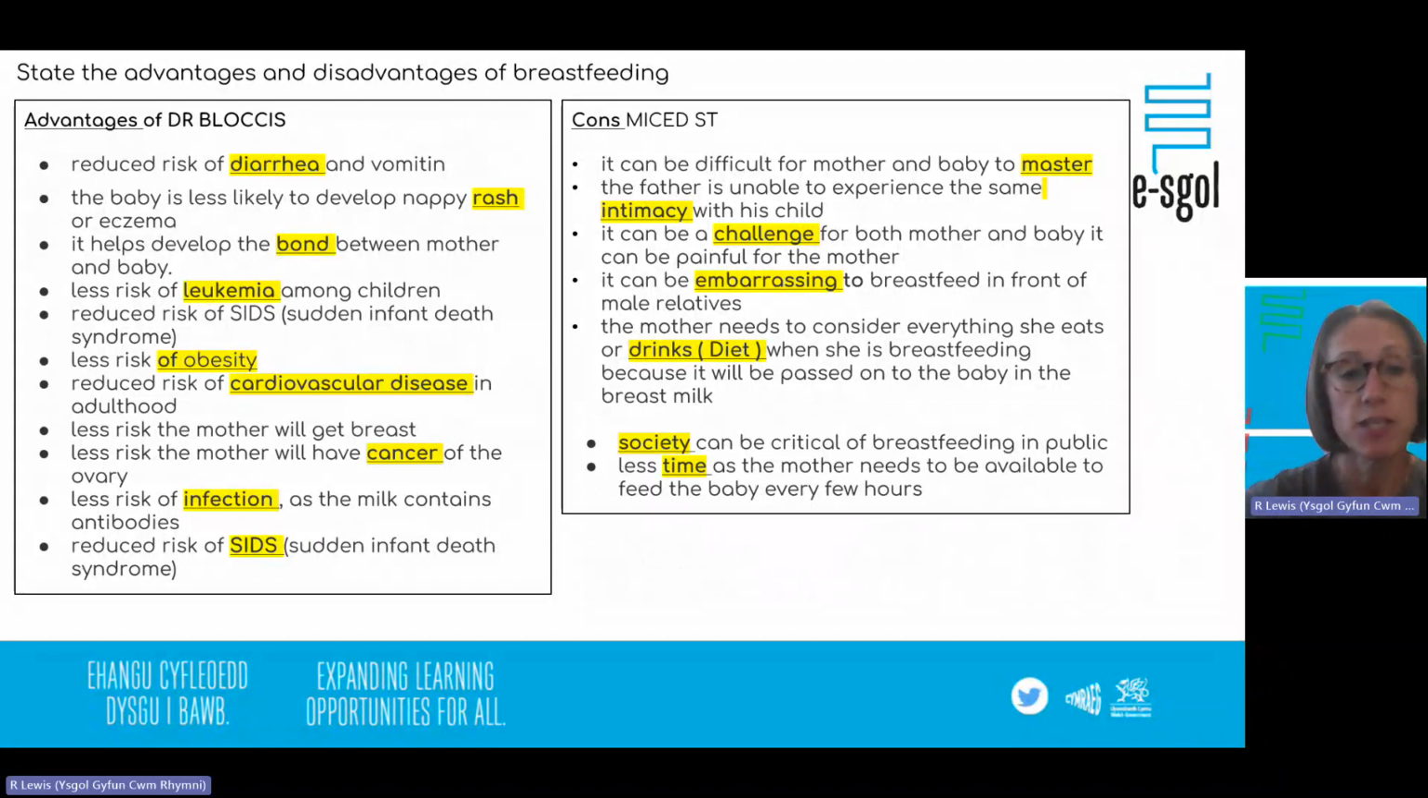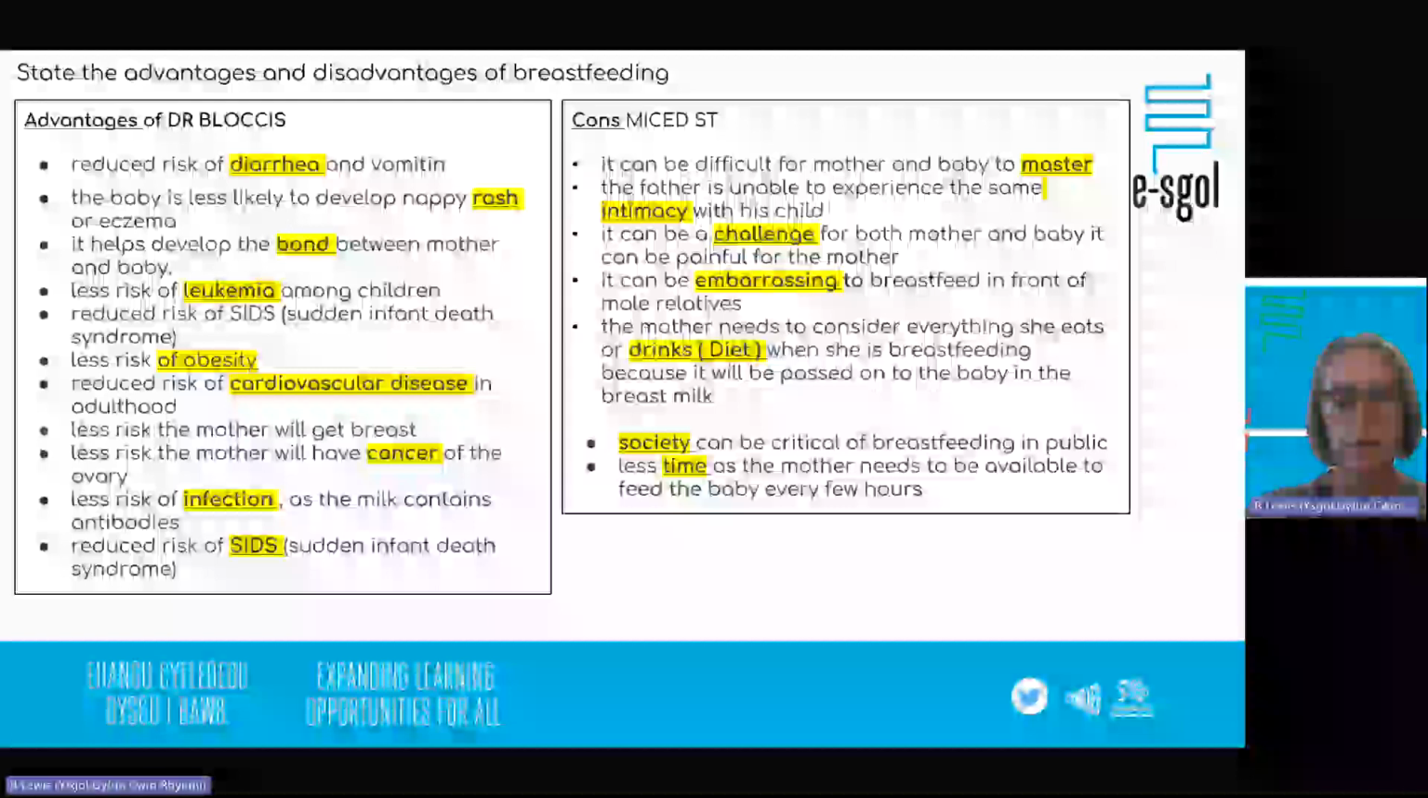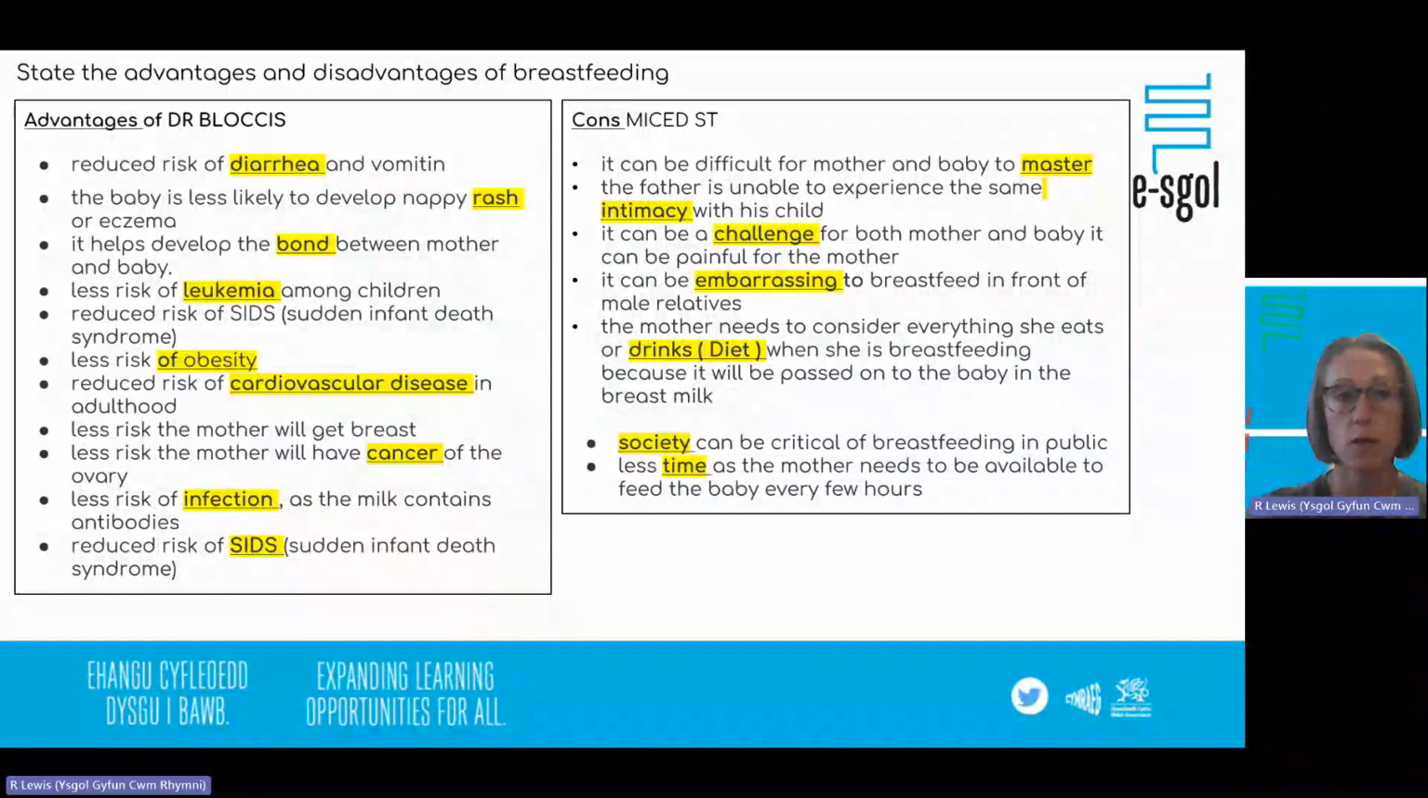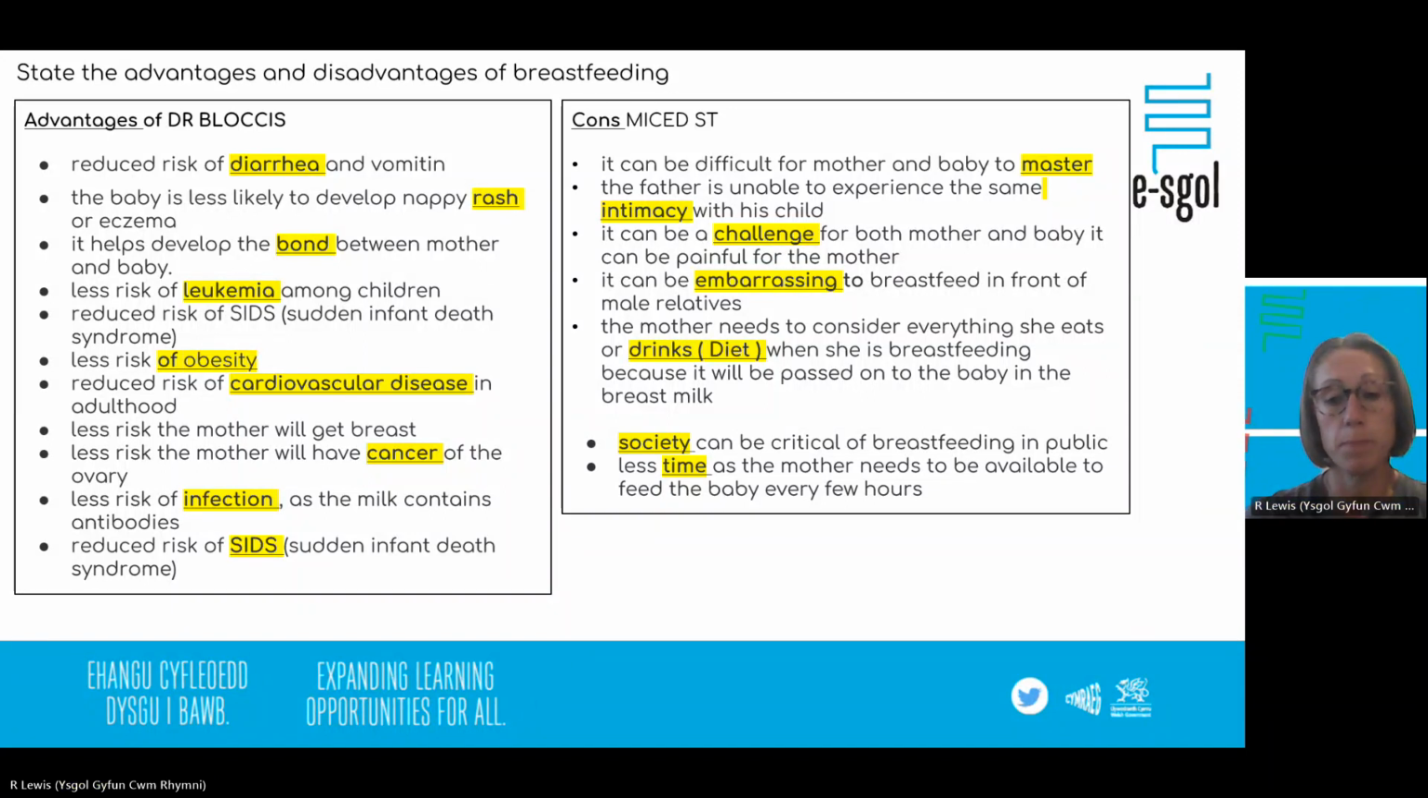Okay, so state the advantages and disadvantages of breastfeeding. So we could look at this in terms of, are we concentrating on the mother or are we concentrating on the baby? Okay, first of all, we will look at the advantages of breastfeeding on both.